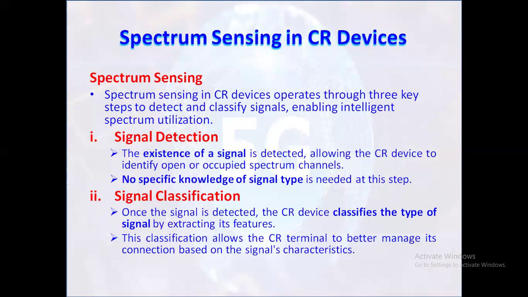Following detection, the signal classification step enables the device to extract specific features of the detected signal to understand its type. By classifying the signal, the CR terminals can make informed decisions about how to use available spectrum, adapting their communication strategies based on the identified signal's characteristics. Together, these steps in spectrum sensing empower CR devices to optimize connectivity and maintain efficient, high-performance network interactions even in dynamic environments.